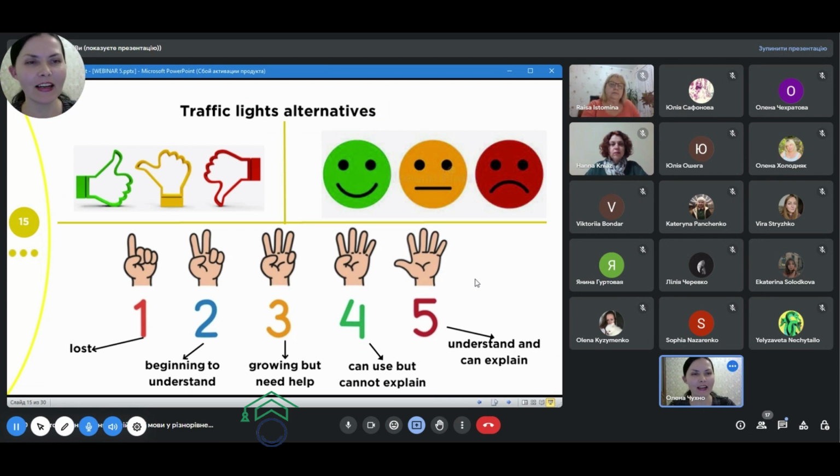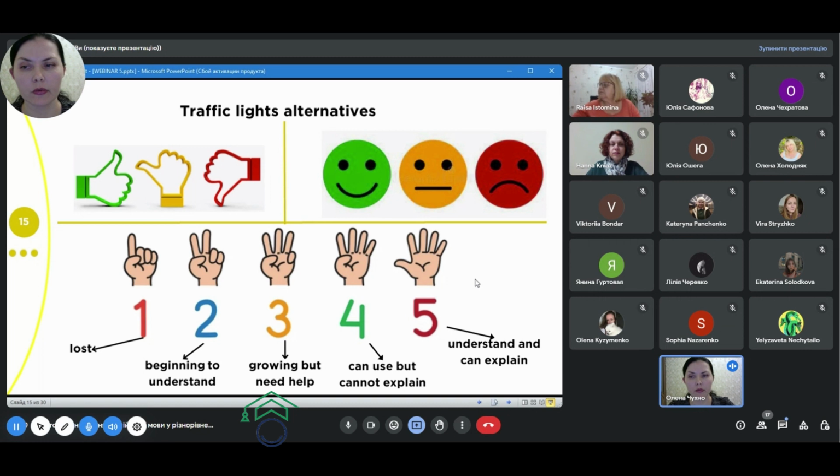Some alternatives. You can ask your students just to show their thumb up, down, or on side, so upside, downside, on side, to indicate the extent to which they know something or understand something. They can use their facial expressions, or you can give them lollipop sticks with the faces, and they will show you the color. And one more way is to ask them to use their hands.